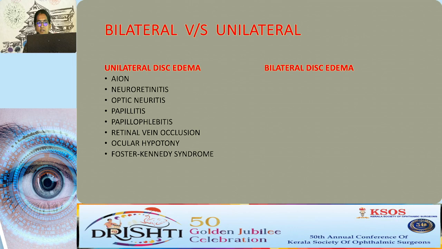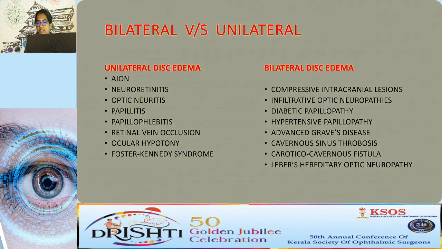AION is the classical unilateral disc edema. Neuroretinitis, optic neuritis, papillitis, papillophlebitis, retinal vein occlusion, ocular hypotony, Foster Kennedy: all these can present with unilateral disc edema. In bilateral cases, there could be compressive lesions, infiltrative lesions, diabetic and hypertensive papillopathies, systemic diseases like Graves causing bilateral disc edema. Cavernous sinus thrombosis, CCF, and LHON can all cause bilateral disc edemas.